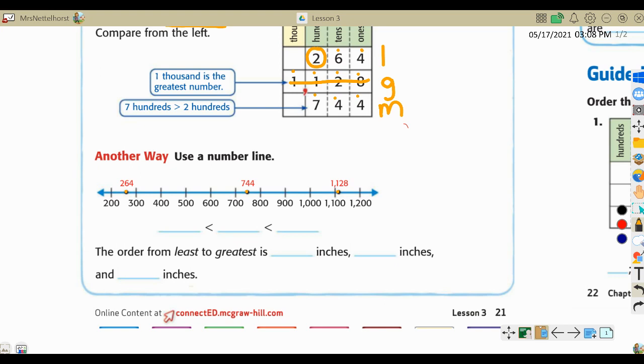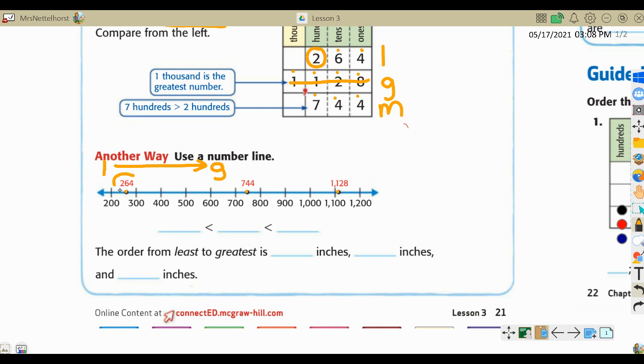Now, when you're going from least to greatest, you're going this direction. So this is least, this is greatest, okay? If you're going the other way, you're going to go from left to right when you want greatest to least. Okay, so let's go ahead and order those numbers.